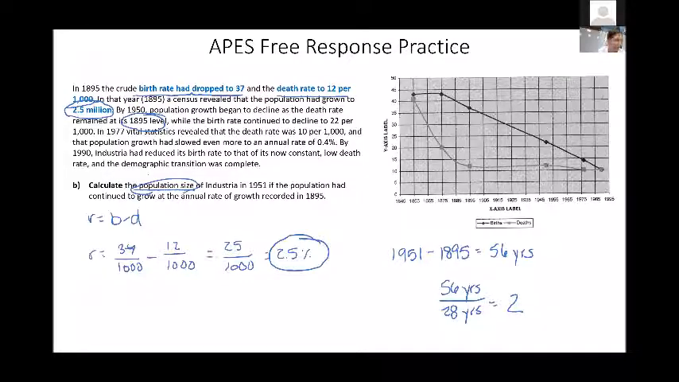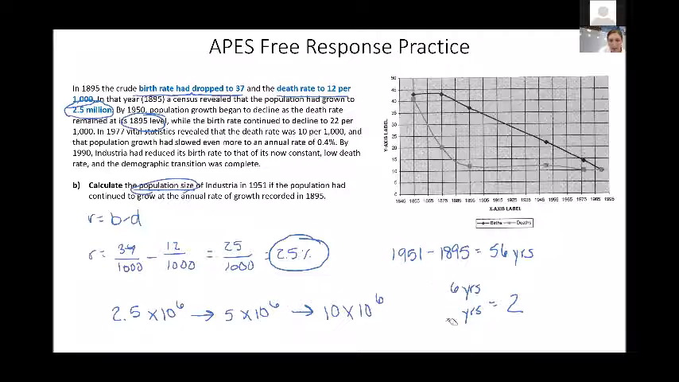So in 1950, we know that there was 2.5 million. So that's 2.5 times 10 to the 6. It doubles once, right? So that's going to be 5 times 10 to the 6. And then it doubles again. So that was 1 doubling time, and now I'm in my second. It's 10 times 10 to the 6.